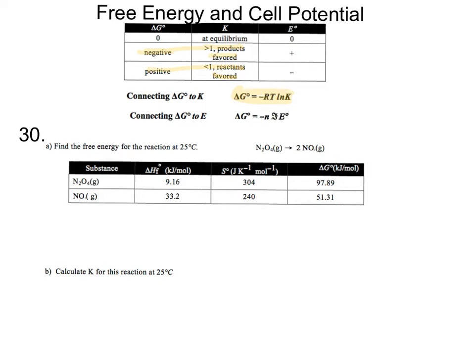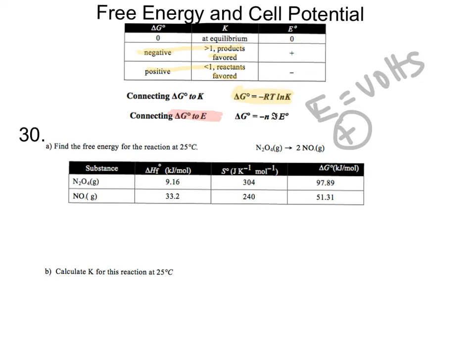Now the other one is delta G connecting to E. We have not done E yet. E is going to be at the very end of the year when we do electrochemistry, but what E stands for is volts. It's our electric potential in volts. And just a really quick synopsis: volts, like 9-volt batteries, when we have a positive value of volts, the battery works, right? So positive E means the cell is thermodynamically favored or spontaneous.